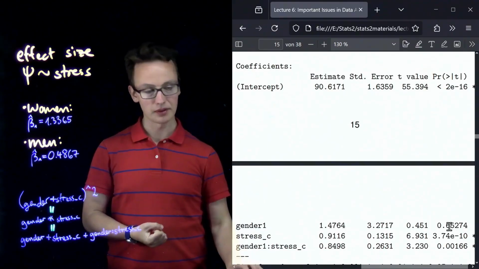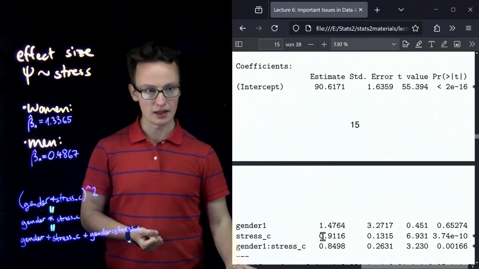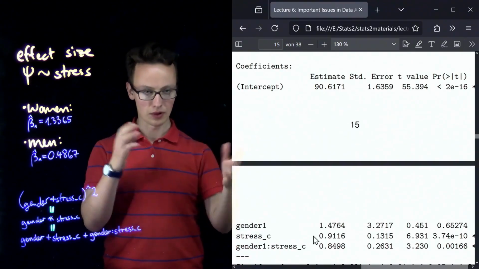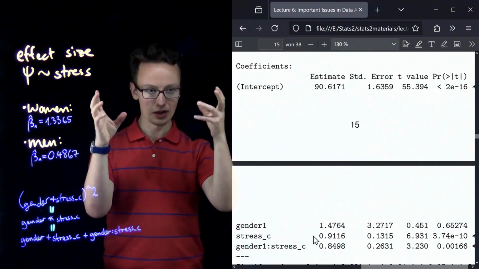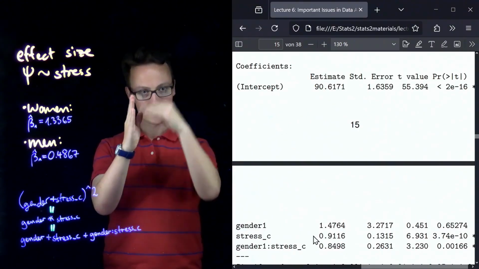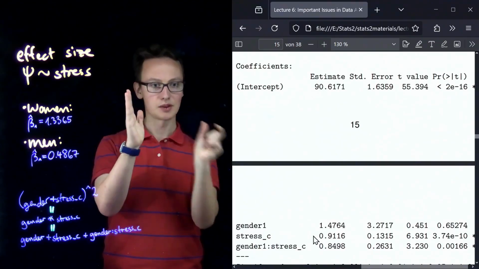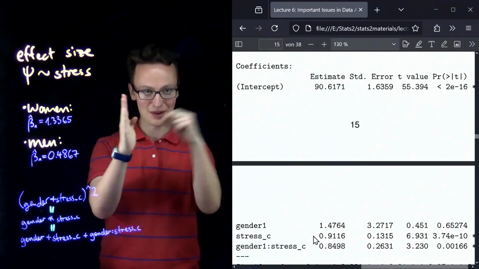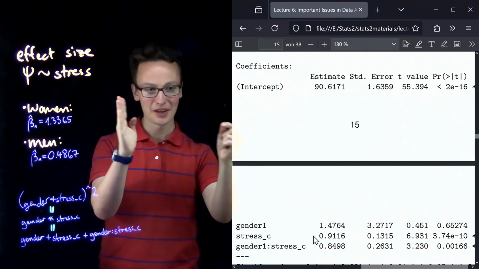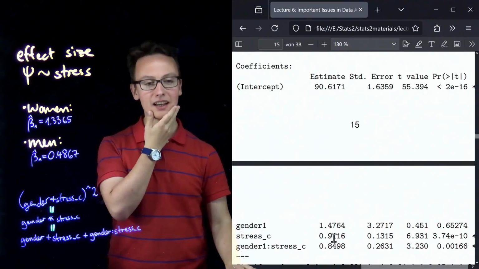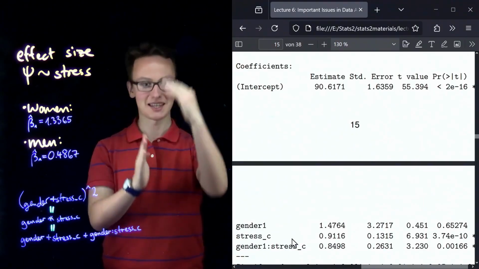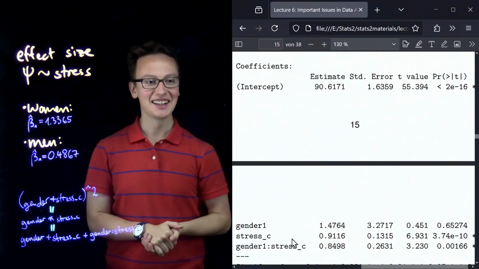The stress level slope is now 0.91, which, recall how we have to read this, the units are psychological symptoms units per stress level unit. So if you go one score up on the stress level ladder, you go up 0.9 units on the psychological symptoms scale ladder, okay?